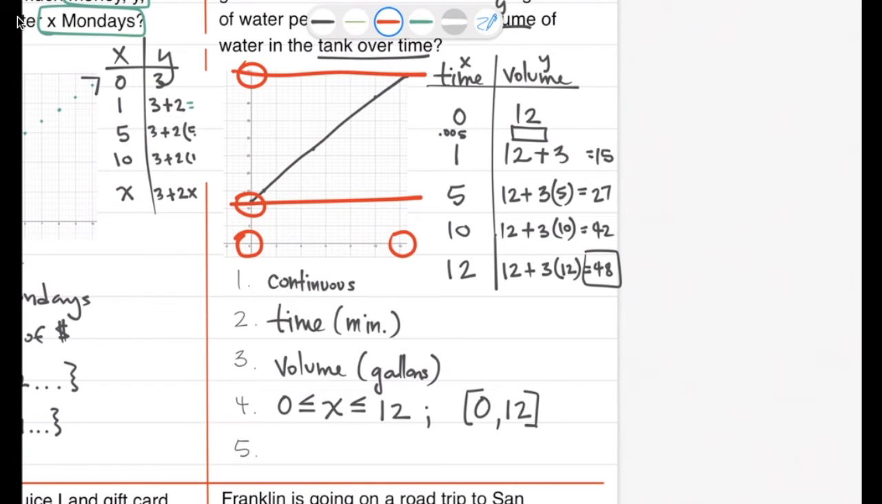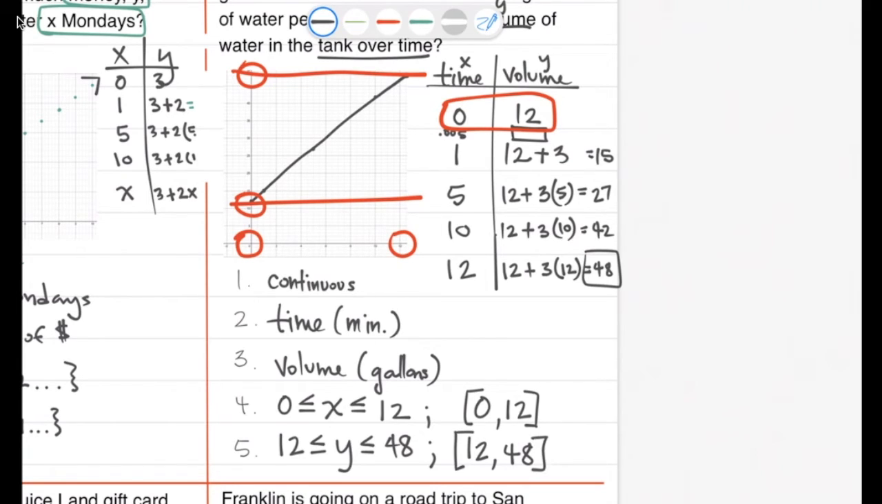The lowest y value is, and you can look at it in your table, the lowest y value is 12. It's included, so it's less than or equal to y. And the highest y value, or think about it, the highest volume in the tank is 48. For interval notation, it's going to be very similar to the domain, but we're going to have 12 as our lowest number, 48 as our highest number, and both those numbers are included.